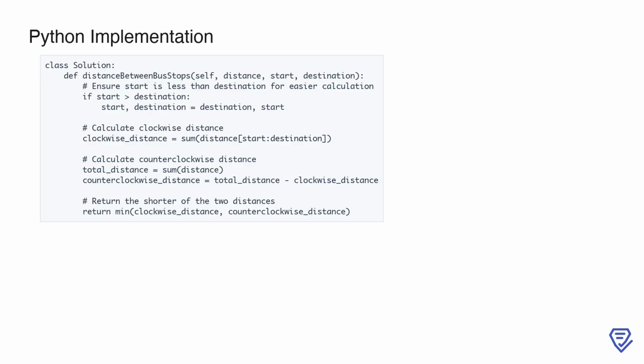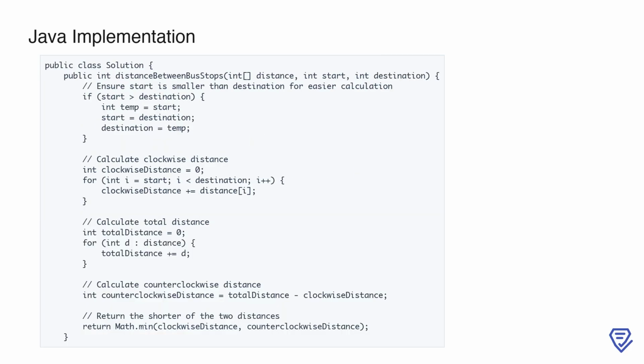This implementation is efficient, with a time complexity of O(n), where n is the number of stops, as it involves summing subsets of the distance array. Edge cases, such as when start equals destination, are handled naturally, since the sum in both directions would be 0, resulting in the correct output. Here, we begin by defining a method called distance_between_bus_stops that calculates the shortest distance between two bus stops.